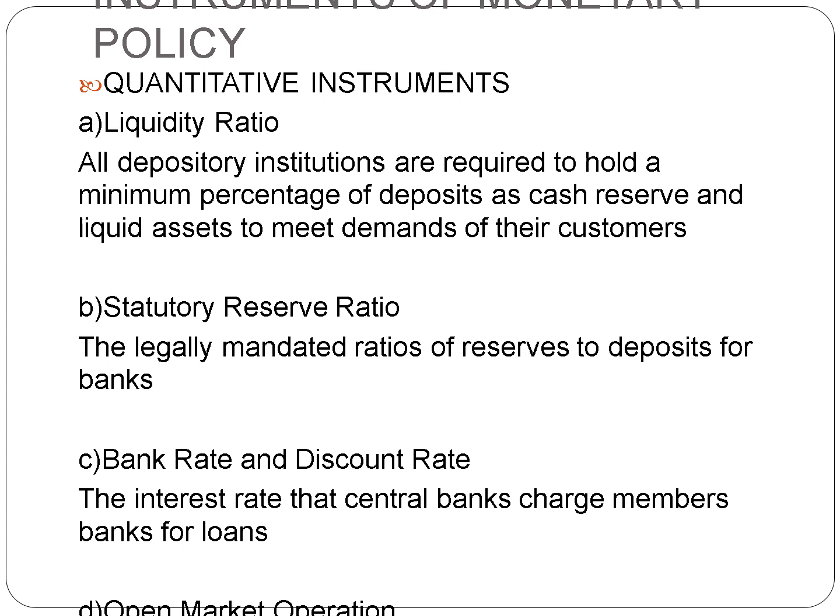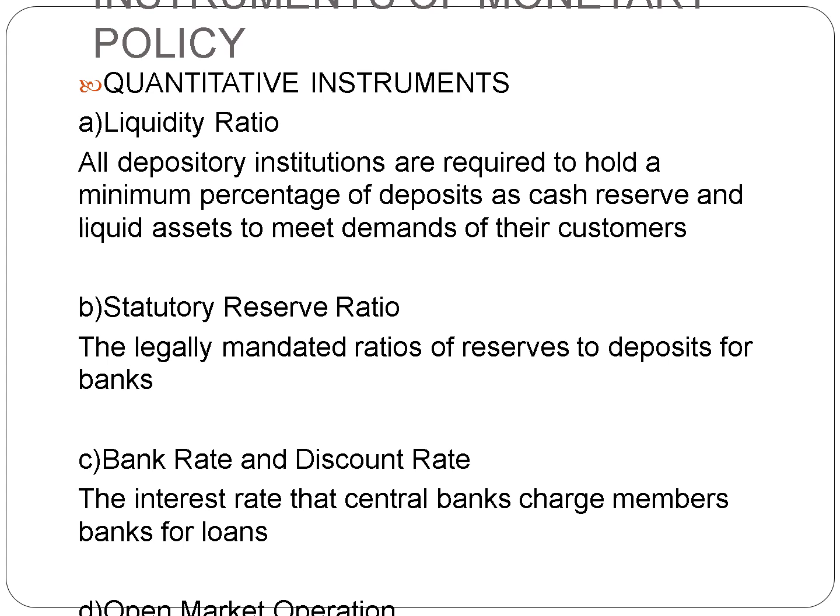Okay, this is very important. In fiscal policy, we only use government expenditure and taxes, but in monetary policy, we have several tools. This is what we call monetary tools. The first one is the liquidity ratio. What is a liquidity ratio? It applies to all depositor institutions. What is the meaning of all depositor? It means all banks. They are required to hold a minimum percentage of deposits as a cash reserve to meet the demands of their customers.